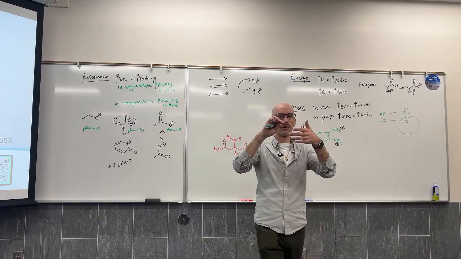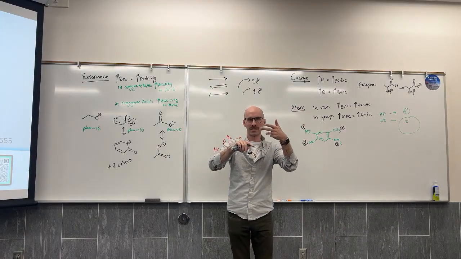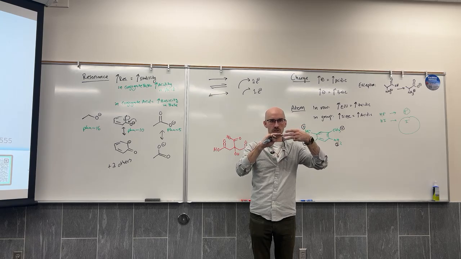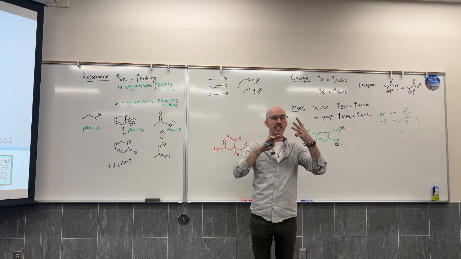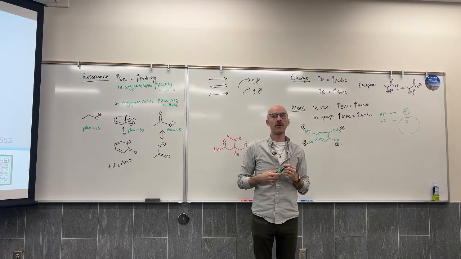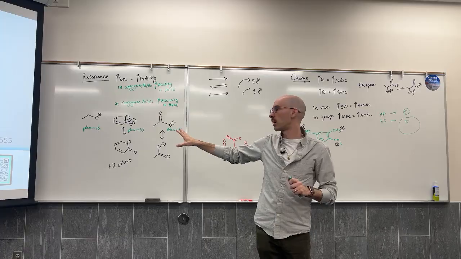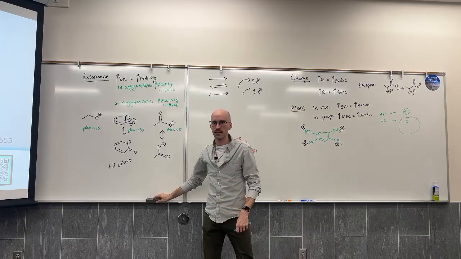We had those 3 rules: minimize charge, maximize octets, appropriate formal charge. It's like the most viable resonance structure, right? The one that follows those 3 rules the best is a major contributor. It's what we're saying, the Lewis structures don't exist. The formal charges, I'm sorry, the resonance forms don't exist.